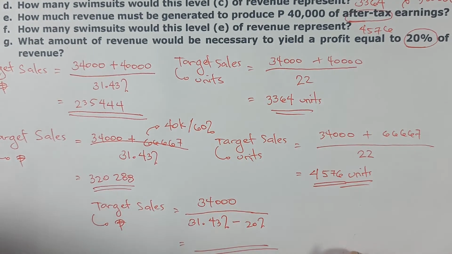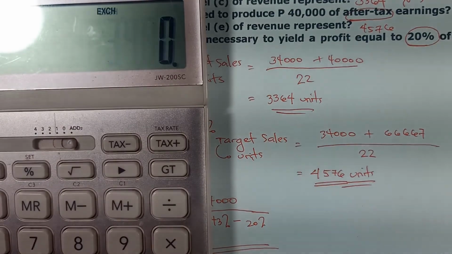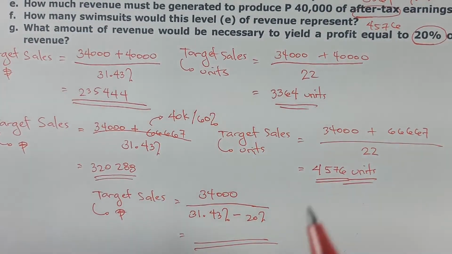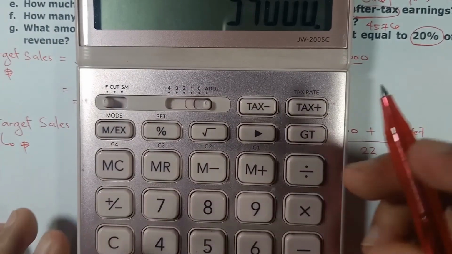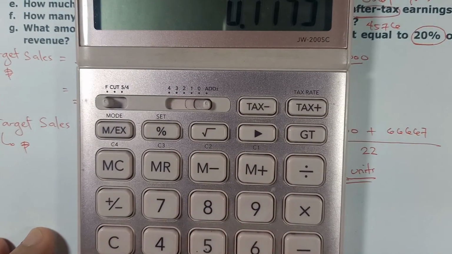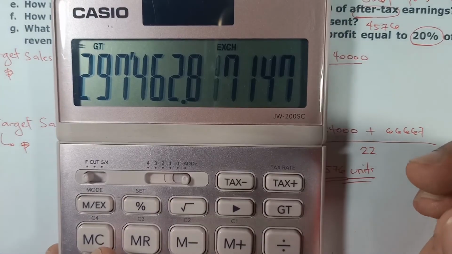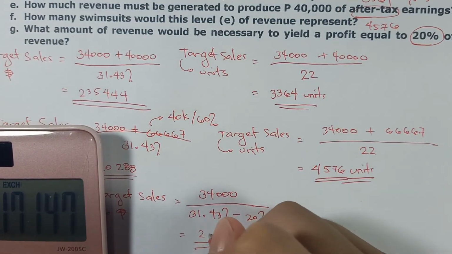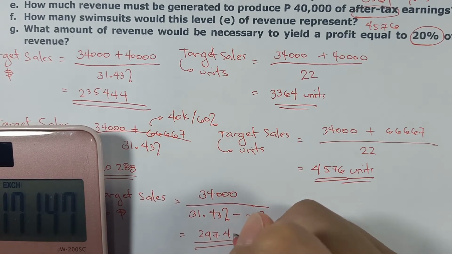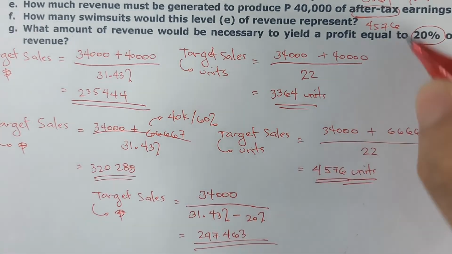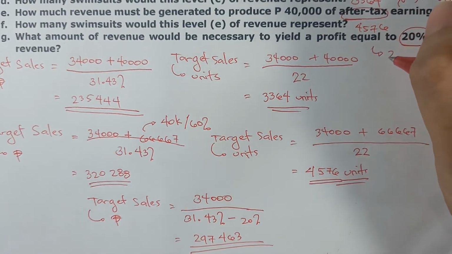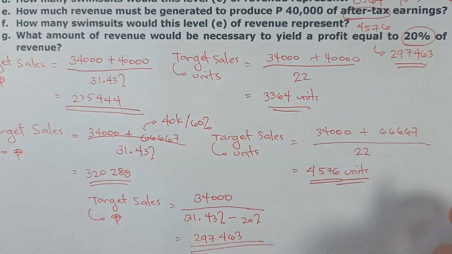So, magkano lumalabas na sales dito? Alamin natin. This is equal to 34,000 divided by 31.43 minus 20 is 11.43, so divided by 0.1143, or this is equal to 297,463. So, requirement letter Golf, once again, 297,463 is now our final answer.